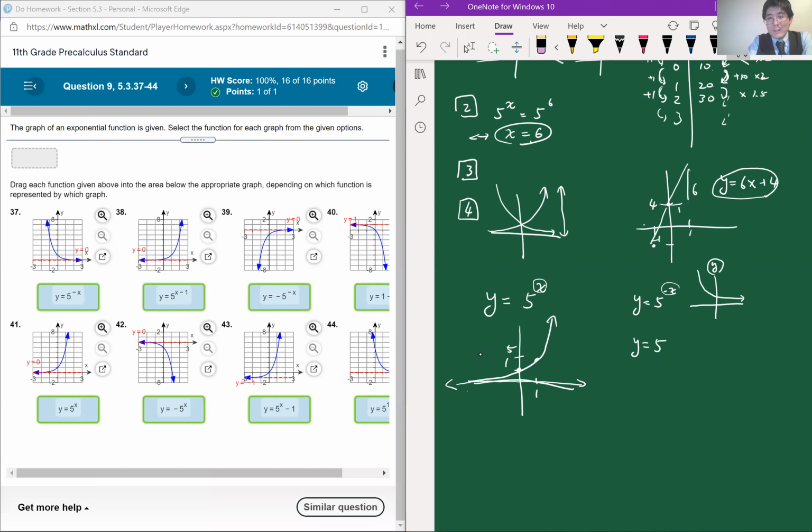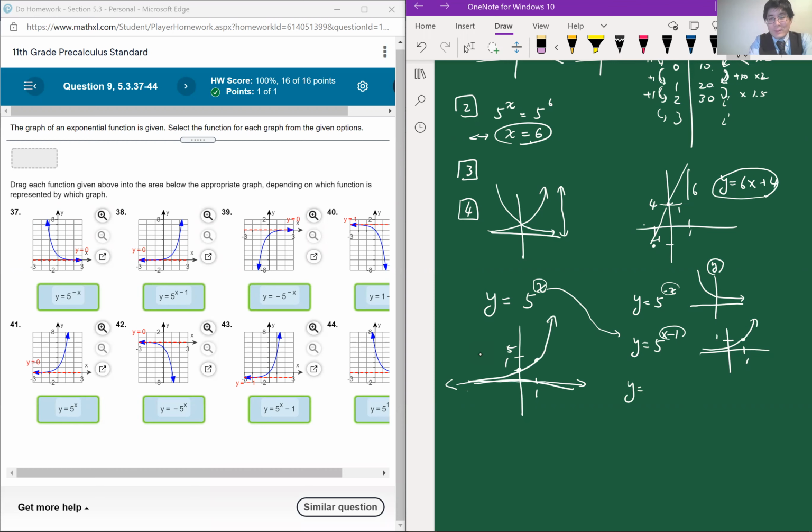Next choice, 5 to the power of x minus 1, replacing x with x minus 1. So it's moving the entire graph horizontally by 1 unit. So it goes through (1, 1) instead of (0, 1). So the graph looks like this. Okay.